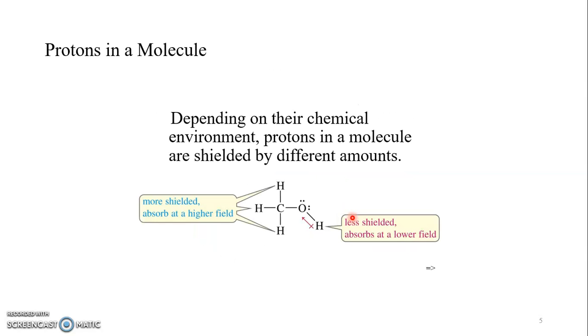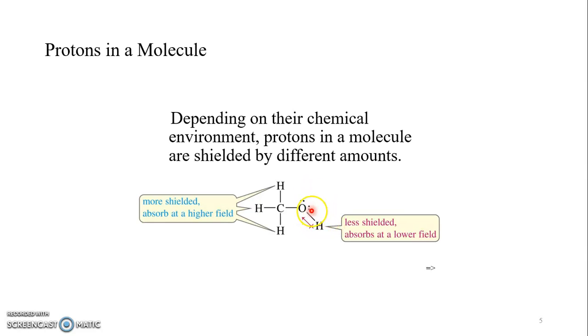Next, when we are considering a particular molecule, there can be shielded and de-shielded protons in the same molecule. Depending on their chemical environment, protons in a molecule are shielded by different amounts. When we are considering this organic compound, CH3OH, methanol, the CH3, that is, three hydrogens attached to the same carbon atom, these three protons are said to be more shielded, and their absorption will take place at a very high field.